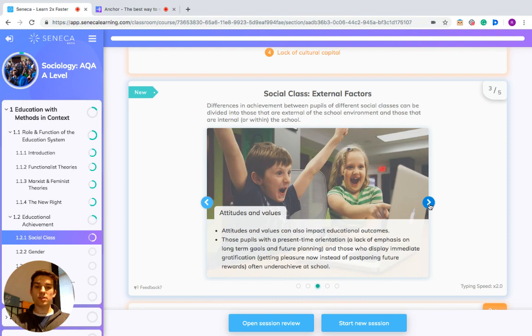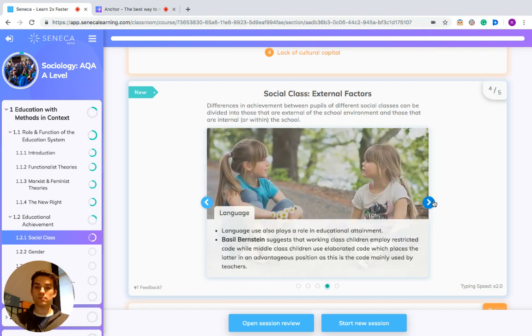Now, attitudes and values can also impact educational outcomes. Those pupils with a present time orientation, that's a lack of emphasis on long-term goals and future planning, and those who display immediate gratification, so that's getting pleasure now instead of postponing future rewards, both those groups often underachieve at school. So just to recap that, present time orientation is where there's a lack of focus on long-term goals and future planning, and the people who display immediate gratification, that's getting pleasure now instead of postponing it for future rewards.